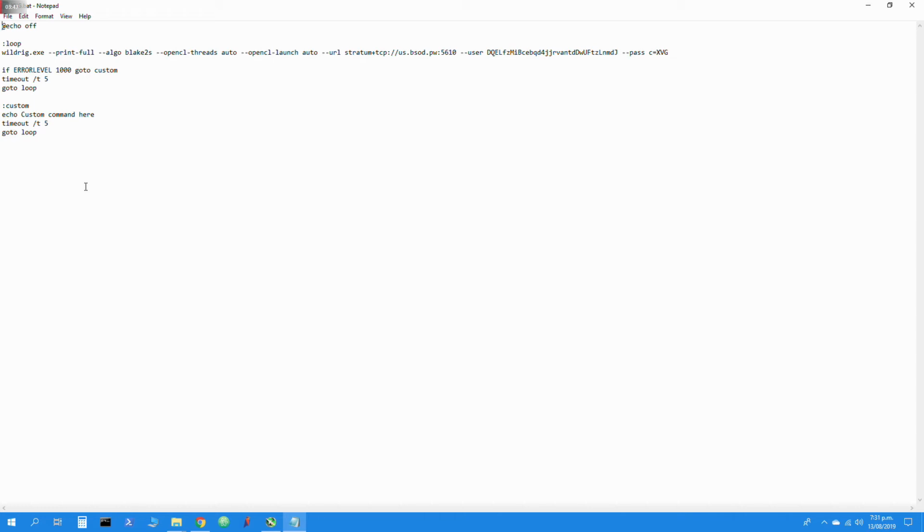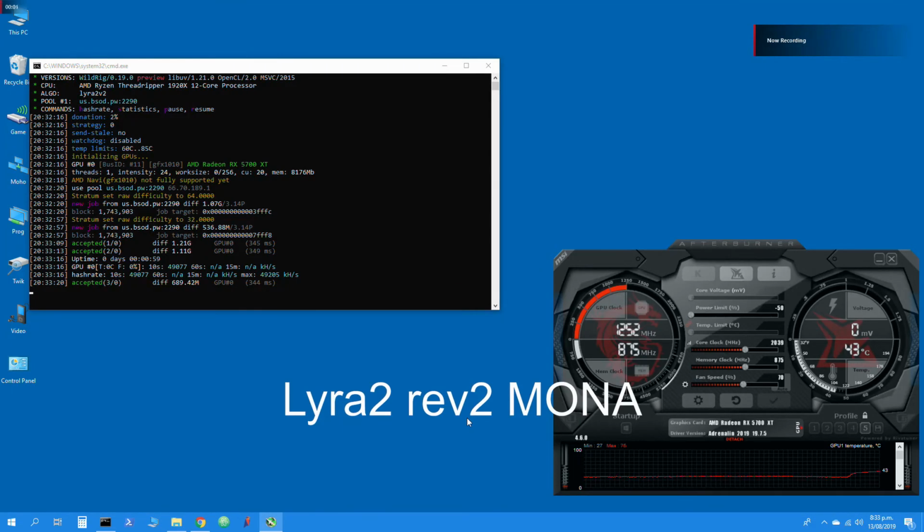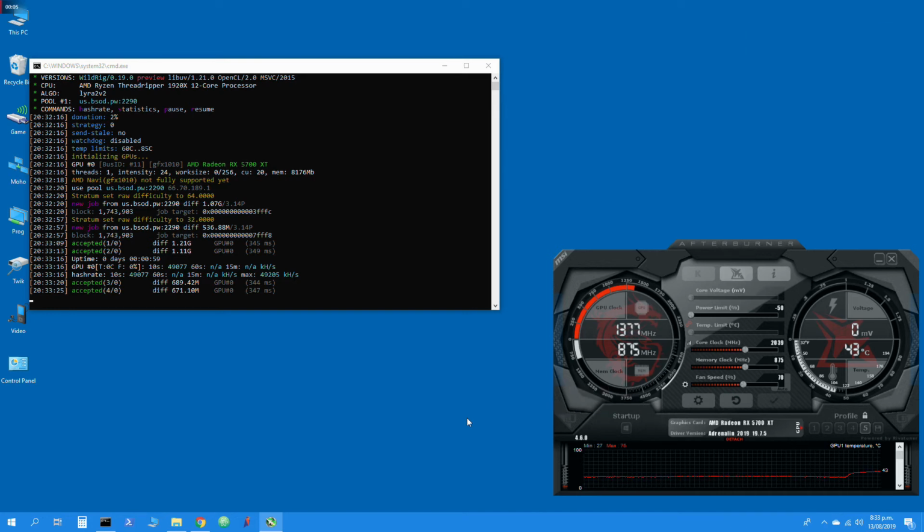The next one on the list is Lyra2REv2, and we are looking at Monacoin, getting around 49.2 megahashes per second. Temperature is around 45 degrees Celsius, with a fan speed of 70%.